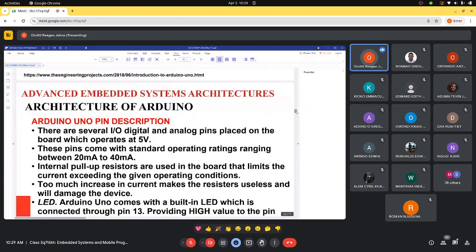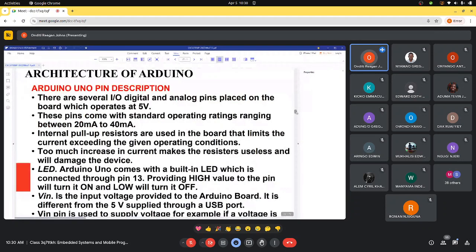So, further description of the Arduino board. There are several input-output digital and analog pins placed on the board, which operates at 5 volts. These pins come with a standard operation rating range between 4 milliamperes and 40 milliamperes. Internal pull-up resistors are used in the board that limit the current from exceeding the operational condition. Too much increase in current makes the resistors useless, and this can damage your board.